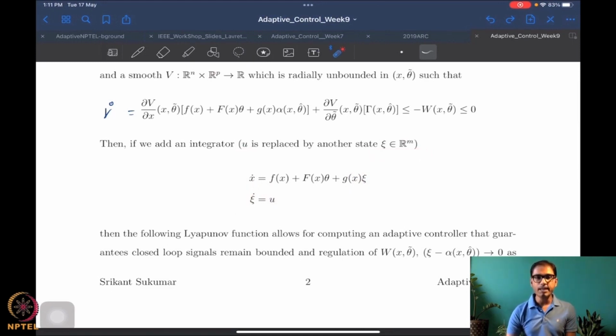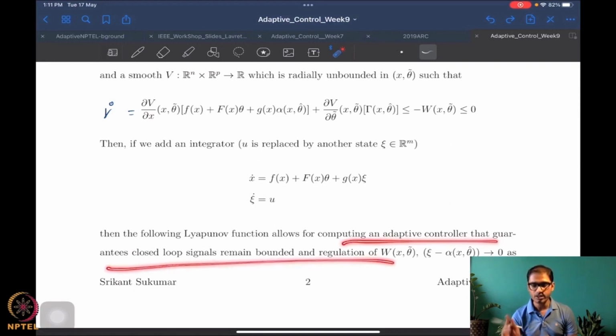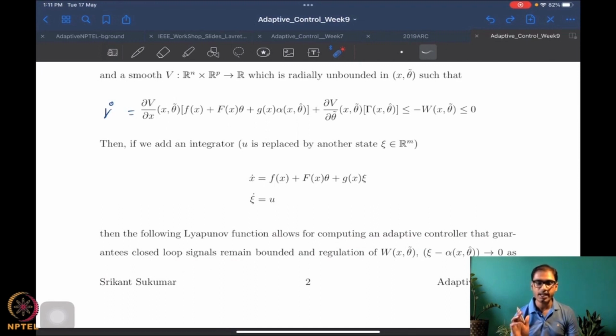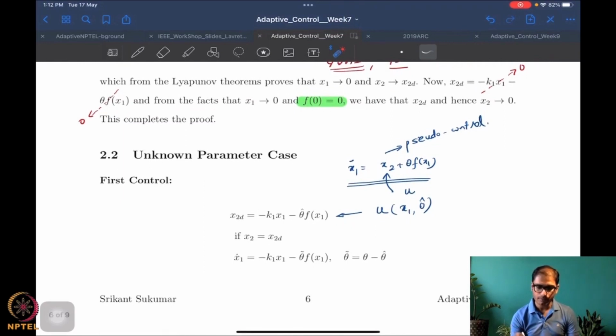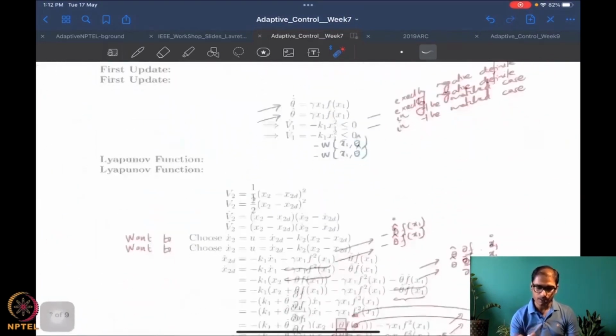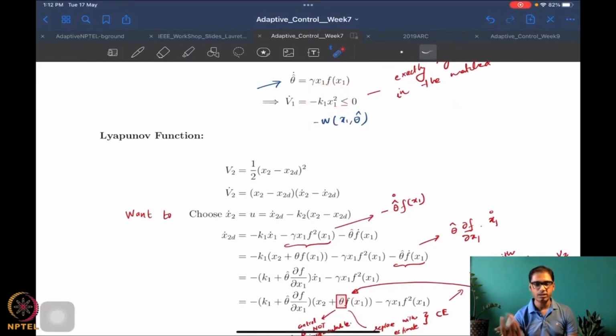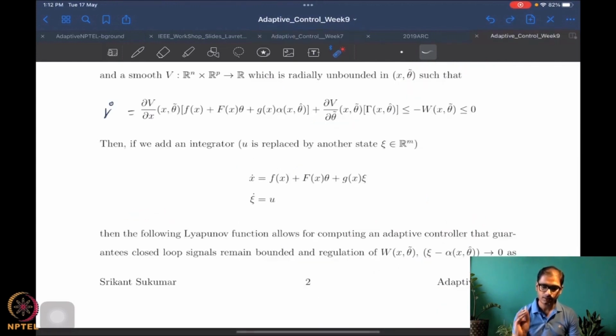Okay, so then the claim is that we can still construct a Lyapunov function which allows us to compute an adaptive controller which is going to guarantee closed loop signals remain bounded, and also that somehow the backstepping error and W go to 0 as t goes to infinity, because this is the best we can do anyway, right? Even in the scalar case, we prove that W goes to 0. What was W? In this case, W is this. So we prove x1 goes to 0. That's the best we can do. And of course, we also prove that the backstepping error goes to 0. So we prove these two things. That's what we want, even in this scalar case. So that's what we claim here also.